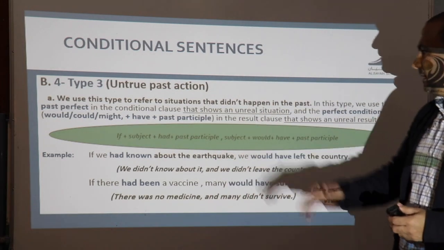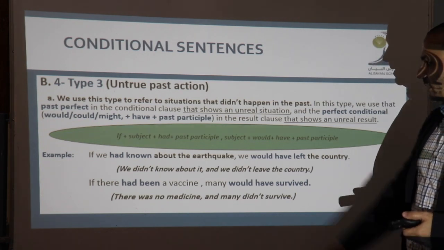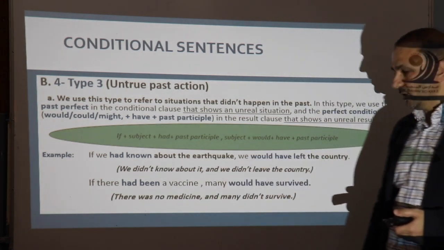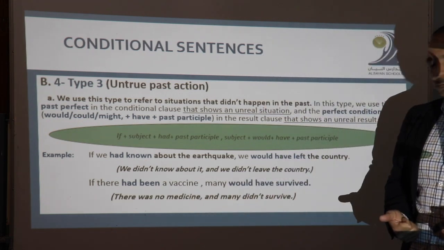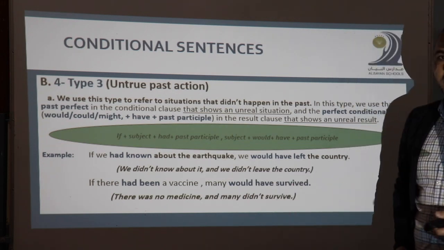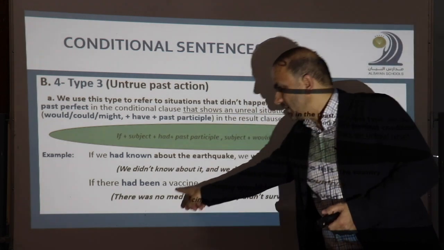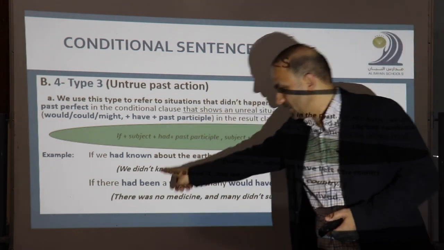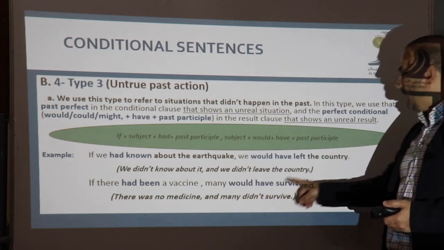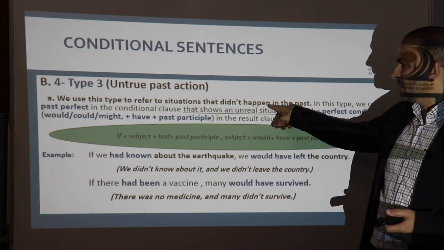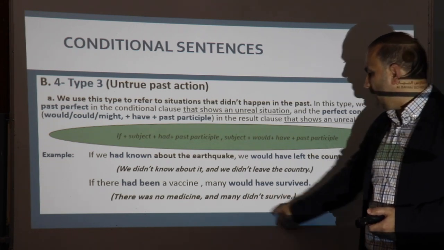Whatever the disease you're talking about, corona disease or any other disease. If there had been a vaccine, many would have survived. There was no medicine, and many didn't survive. Actions that didn't happen in the past. No medicine didn't happen in the past. So past perfect. Also, many would have survived didn't happen in the past. They have died, that's it. Or they died. And many didn't survive.